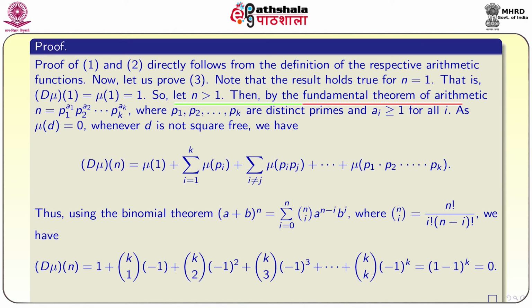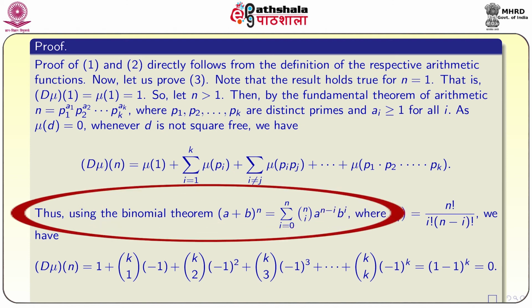Now let n be greater than 1. Then by the fundamental theorem of arithmetic, n can be expressed as p1 power a1 into p2 power a2 and so on up to pk power ak, where p1, p2 and so on up to pk are distinct primes and ai is greater than or equal to 1 for all i. As mu of d is equal to 0 whenever d is not square free, we have that d mu of n is equal to mu of 1 plus mu of pi plus mu of pi pj and so on, up to mu of p1 p2 up to pk. The remaining terms are automatically 0, because the Möbius function is 0 whenever the argument is not square free.